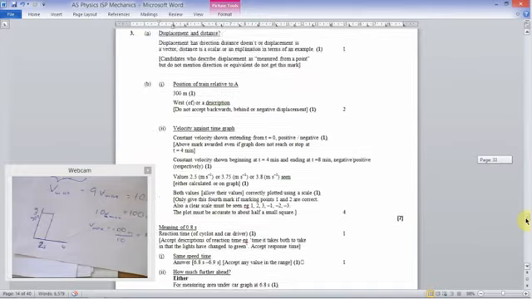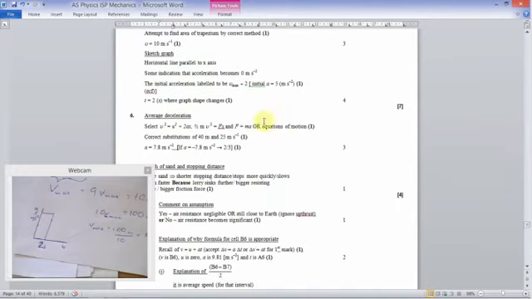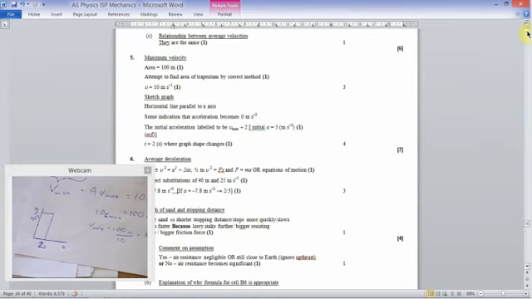Oops, too far. Question 5. Okay, so 100 meters, so I end up with V being 10 using the trapezium method, which is exactly what we did. The horizontal line parallel to the x-axis, that's exactly what we did. Some indication acceleration becomes 0 after 2 seconds, brilliant. And the initial acceleration is Vmax divided by 2, so that's 5, which is what we get.